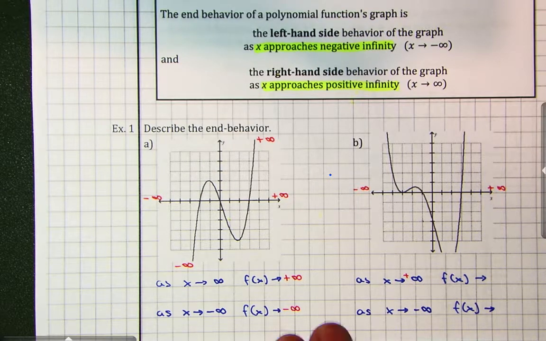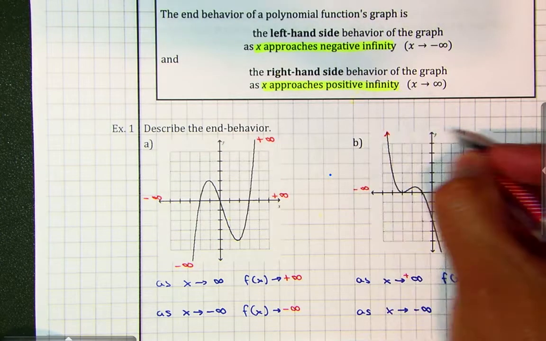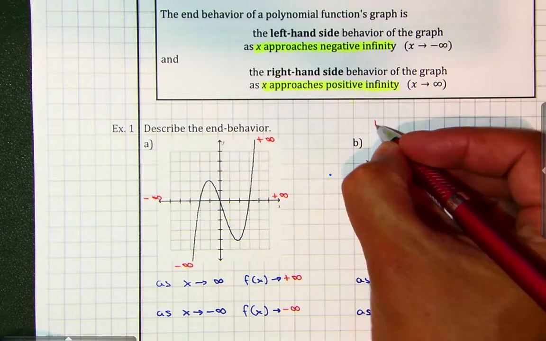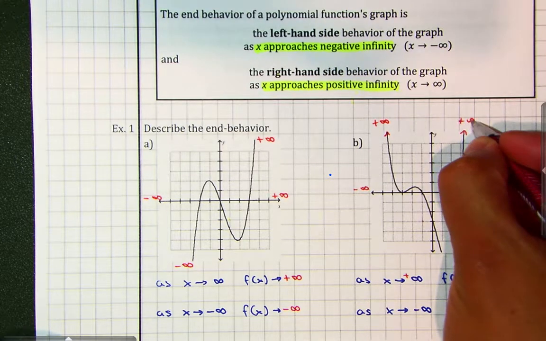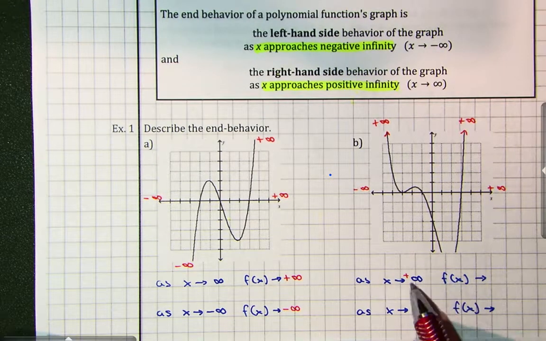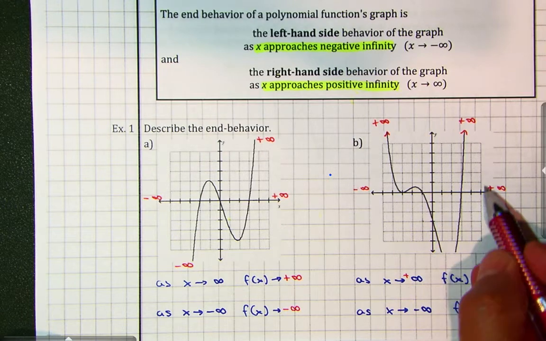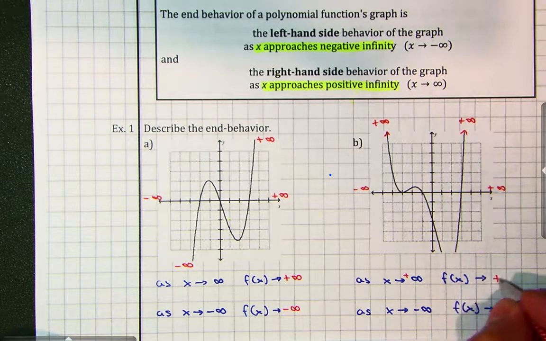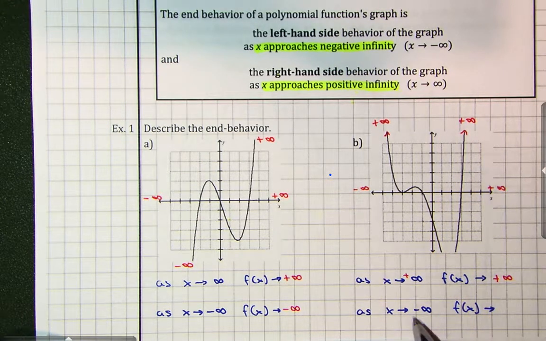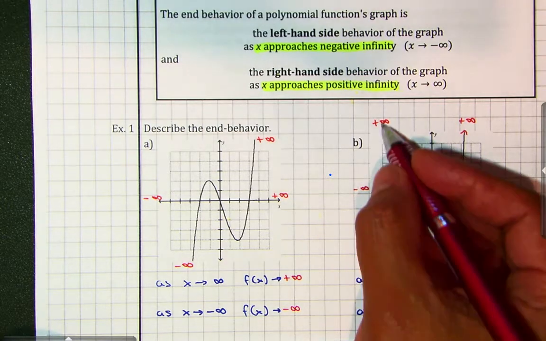Go and pause it. So excellent. In this case, we know that they both are approaching positive infinity, which makes it much easier, right? So therefore, as x approaches positive infinity, on the right is going to positive infinity. And on the left is going to positive infinity as well.